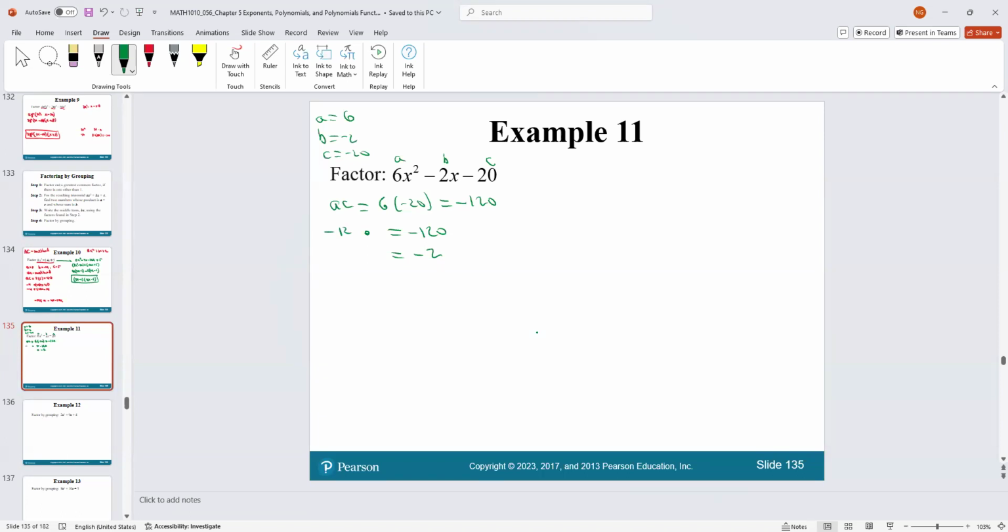Yay! It's -12 and 10, right? -12 plus 10 gives you -2. Now what you can do, rewrite 6x squared. Now, instead of having -2x, the -2x becomes -12x plus 10x. So I can substitute -2x in our expression with -12x plus 10x, minus 20 the last term. Group 6x squared minus 12x plus 10x minus 20.